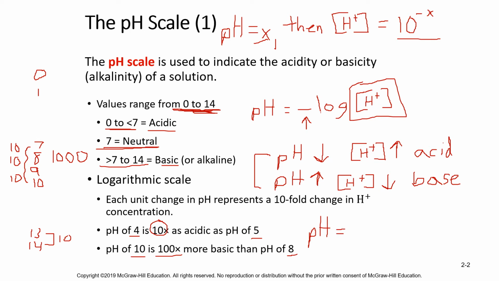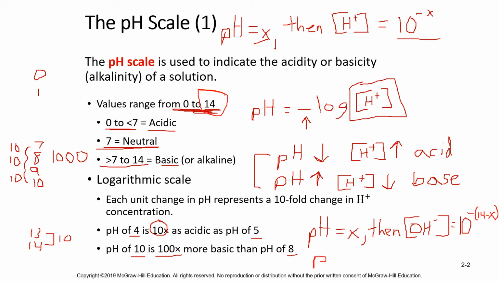So if your pH is x, then your hydroxide ion concentration is equal to 10 to the negative, let's do parentheses, 14, because our scale goes to 14, minus x.